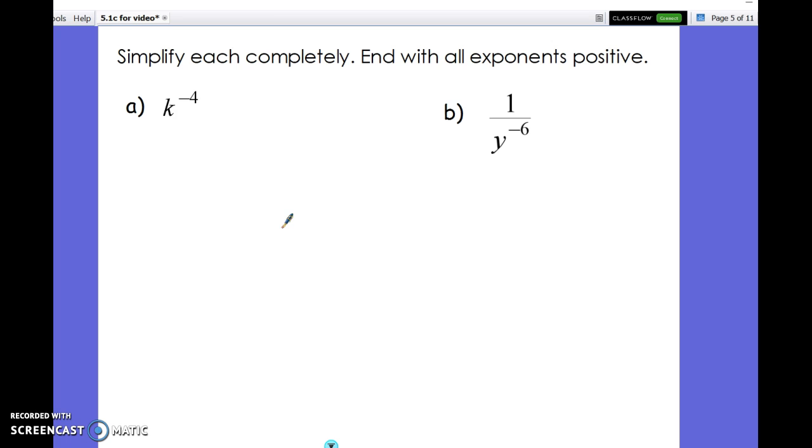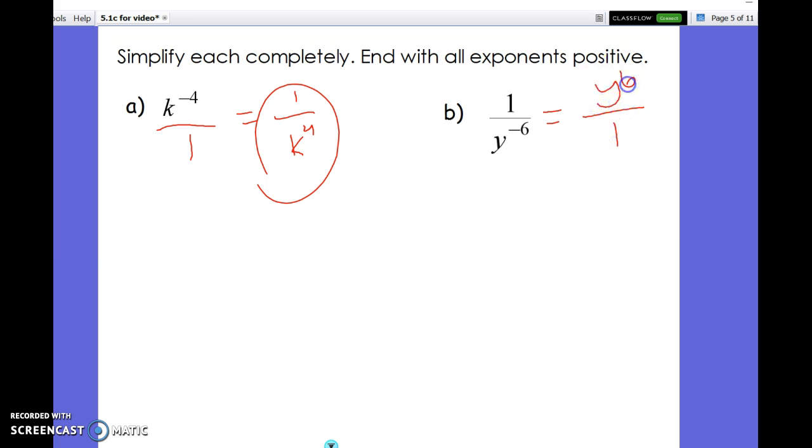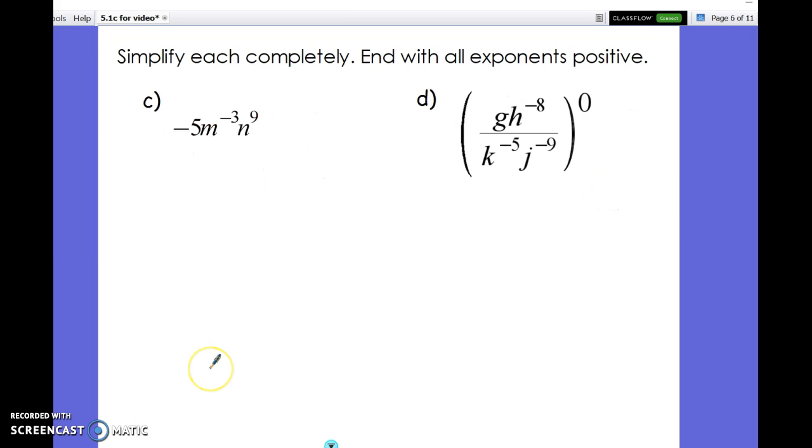We have k to the negative 4th. Well, we just said that if we put this on the opposite side of the fraction, it'll become positive. So since k to the negative 4th is in the numerator, if we put it in the denominator, it's positive. So k to the negative 4th is equal to 1 over k to the 4th. Over here, well, we have our negative in our denominator, so we would flip that and we'd have y to the positive 6 over 1, which we could just write as y to the positive 6. So again, all we're doing is putting that negative on the opposite side of our fraction.